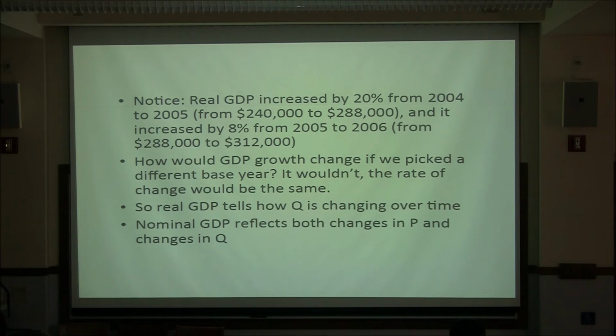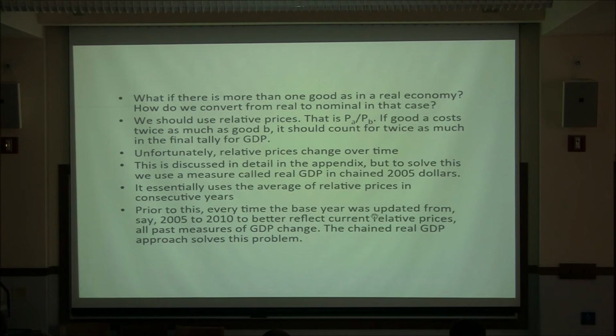So the choice of the base year is somewhat arbitrary. With a single good, you get the same real growth rate. Real GDP is just Q. Nominal GDP is letter Q. Okay. Now, what if there was more than one good, like in our economy?